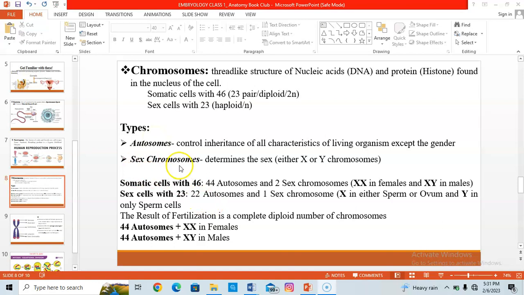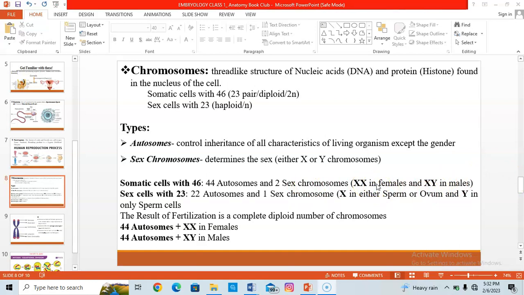What these sex chromosomes do is determine the sex. They're either X or Y, alright? So somatic cells usually have 46, and in the 46 we have 44 autosomes and 2 sex chromosomes. So it's these sex chromosomes that differentiate. In every individual, chromosomes differ depending on their structure. They can differ in the overall length, in the length of their arms, and other characteristics, alright? But these sex chromosomes are what differentiate a male from a female. Males usually have XY, while females usually have XX.